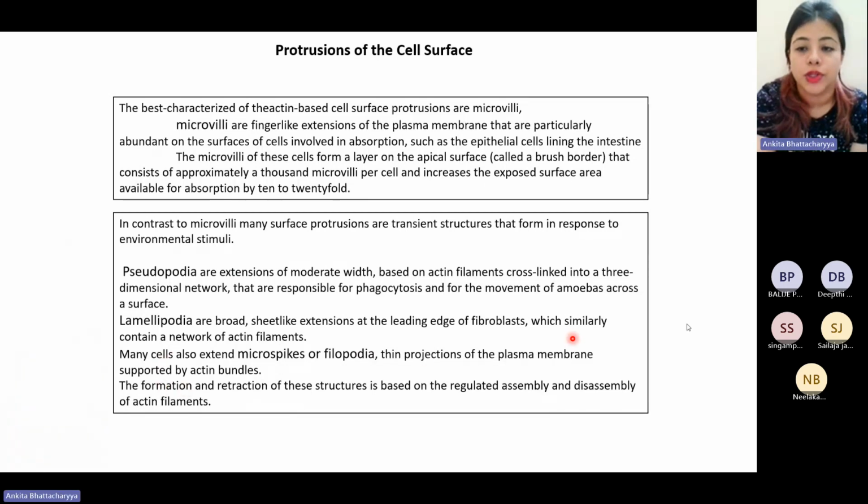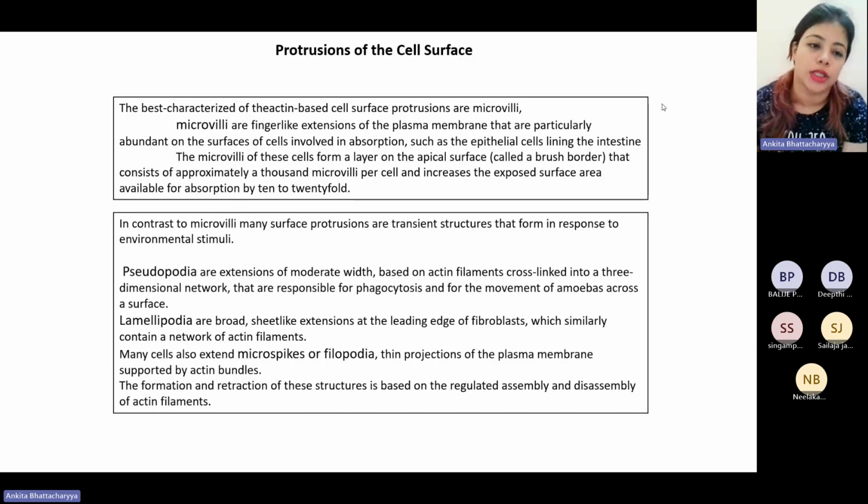So we were talking about pseudopodia, and then come lamellopodia, which are also projections, but they have a difference in the morphology compared to pseudopodia. So they are more broad, more sheet-like extensions at the leading edge of some specific types of cells, which are fibroblasts. In case you're not familiar with them, you can skip that. Just know this for your own understanding, that fibroblasts usually have these structures, and they are also made of such actin filament networks.